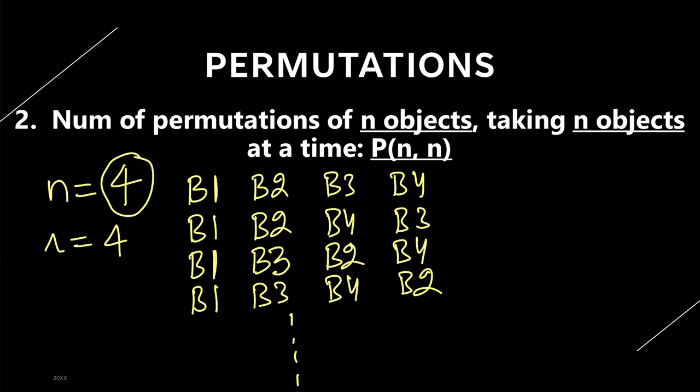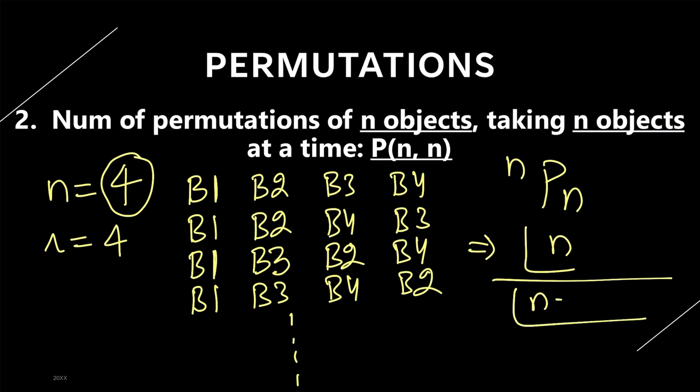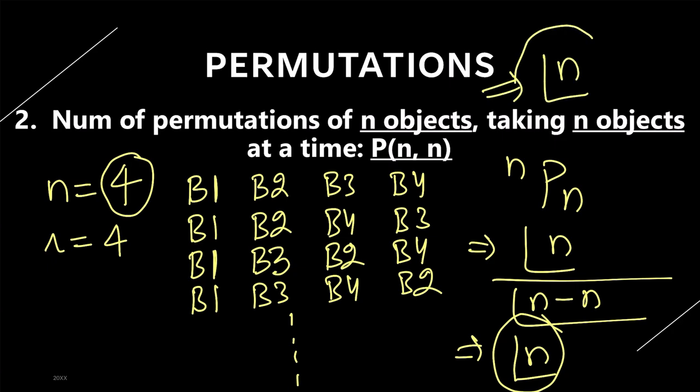But if their batting order matters, then the term is nPn, that is n factorial divided by (n minus n) factorial, that is 0 factorial. So that is n factorial ways. So the number of permutations of picking n objects out of n objects is n factorial. How? Because that is nPn, right? I hope this is clear. Now moving on.